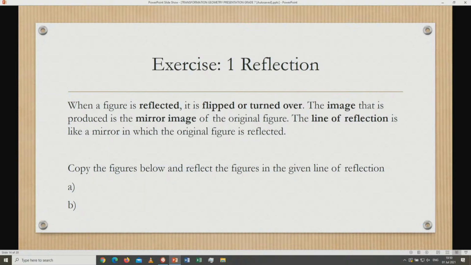Let us start. Exercise 1, reflection. The question they say here to us, guys, is that when a figure is reflected, it is flipped or turned over. Flipped or turned over. Let me do a demonstration of flip, flip, flip, flip.